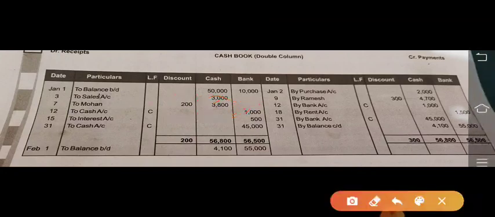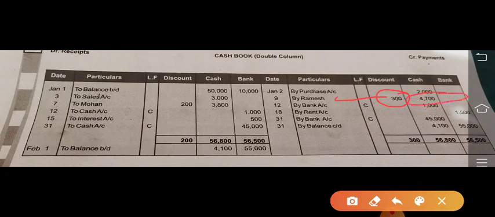Next point we have is paid cash to Ramesh rupees 4,700 and received a discount. Now Ramesh, from whom we have purchased goods for 5,000, we paid him only 4,700. So 300 we received as discount and it's a gain. So here we have 'By Ramesh', 300 in the discount column and 4,700 in the cash column. So what we have to remember is that the discount will always be recorded on the same side where the transaction of cash or bank is recorded.